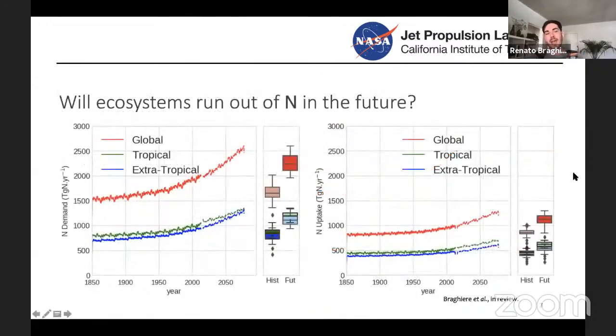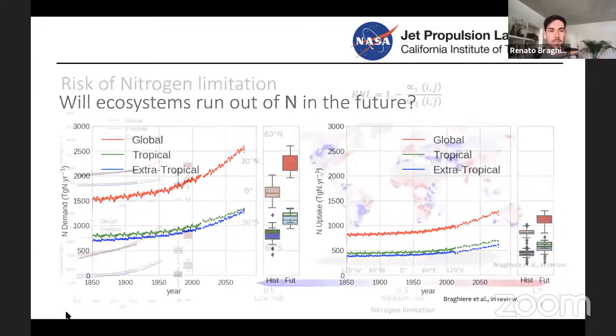Another question we may ask is, will ecosystems run out of nitrogen in the future? And to address that, we use the same runs, but now looking at nitrogen demand and nitrogen uptake. And so there are two things to take out of these plots. The first one is that nitrogen demand is always higher than nitrogen uptake globally. So global photosynthesis is limited by nitrogen uptake. But the second message is that nitrogen demand and nitrogen uptake are both increasing with time, following the CO2 fertilization effect and climate change.